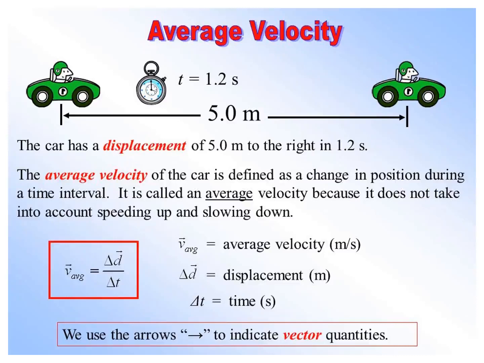So change in displacement by change in time. Average velocity is a vector quantity, so it determines the magnitude and direction. The value is also there, and the arrow indicates the right direction. So the average velocity equals change in displacement by change in time. That is the average velocity.